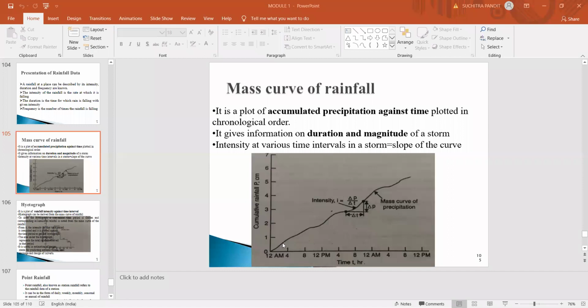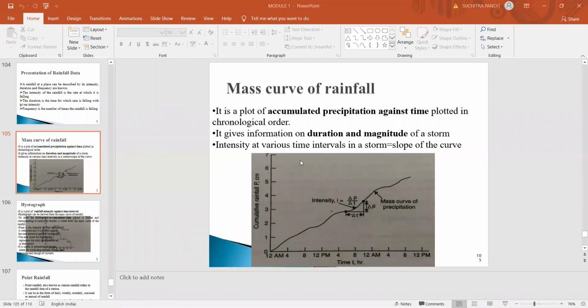So mass curve will be always a rising curve, but in some portion of the mass curve, you may have a straight line, which indicates periods of no rainfall. So whenever the rainfall takes place, again the mass curve starts rising. Correct.